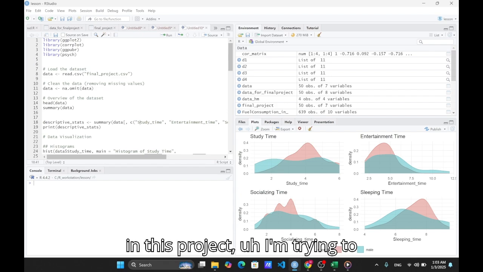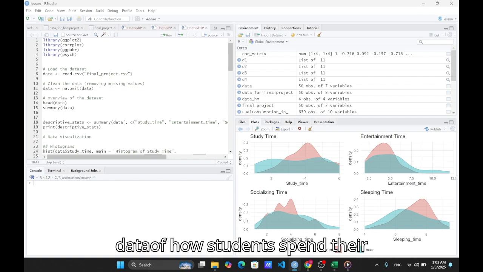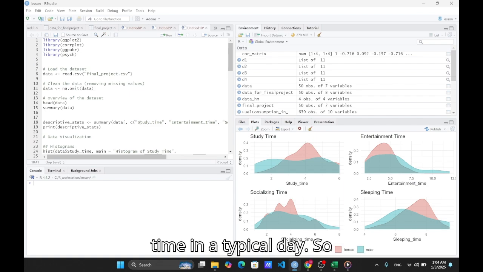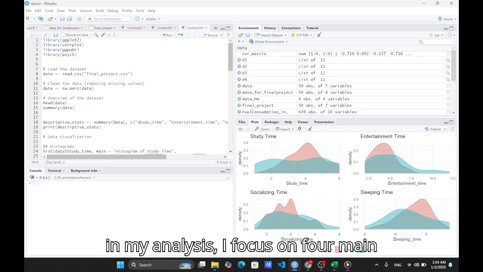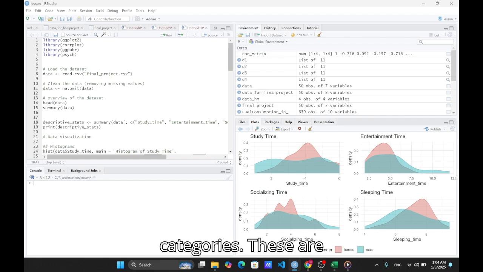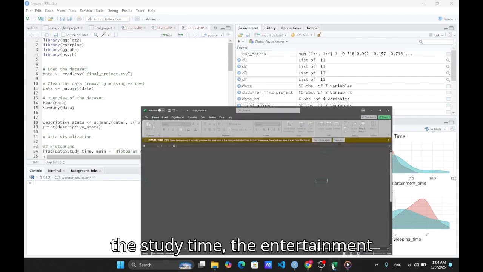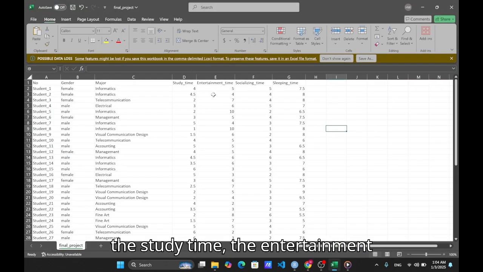In this project, I'm trying to analyze data on how students spend their time in a typical day. In my analysis, I focus on four main categories. These are the study time, the entertainment time, the socializing time, and their sleeping time.